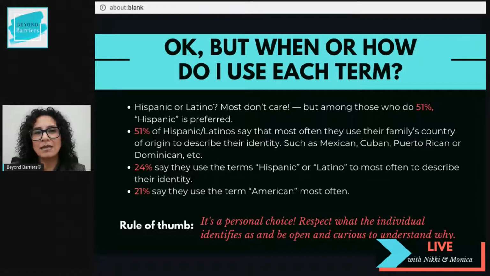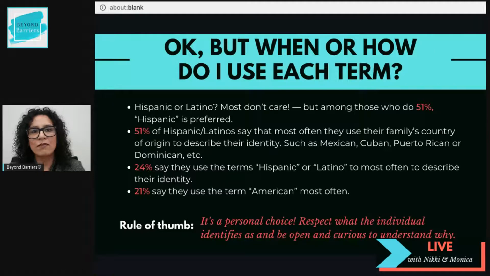Now, 24% say they use the term Hispanic or Latino most often because it's just something that they know. But what we're starting to see in the younger generations is, especially when you are second or third generation Latino or Hispanic, you're starting to see individuals say that they are American most often, which makes sense because if you're not first generation, if your grandparents or parents were foreign born and you were first generation, you still may say I'm Mexicana, and there's just a stronger tie to that country of origin. But as you are further removed in the degrees of generation, you may just say, I'm American, it's all I know.